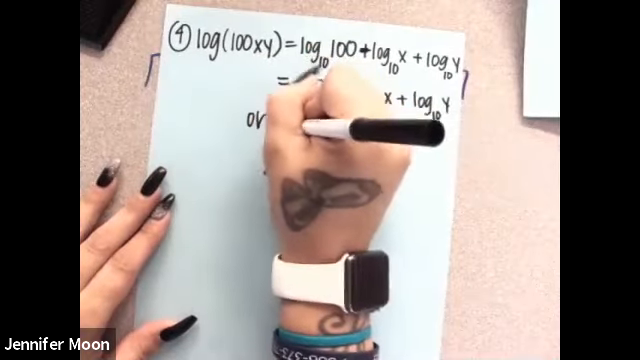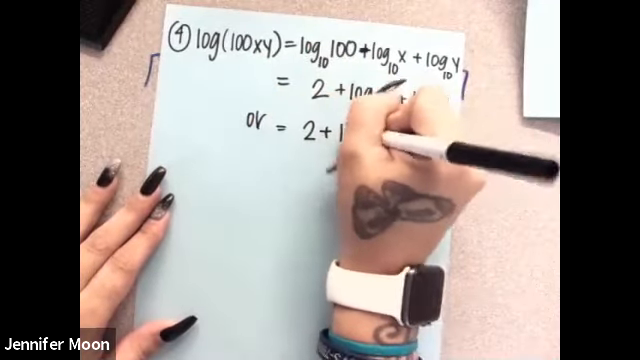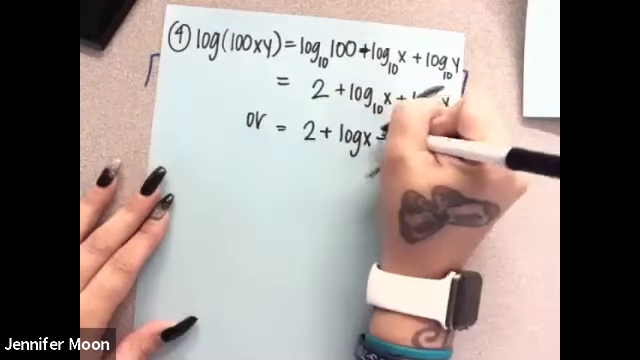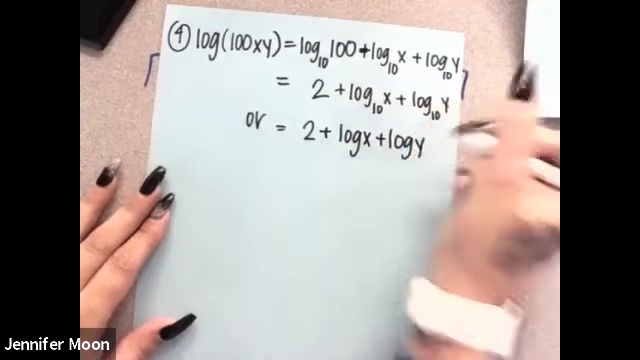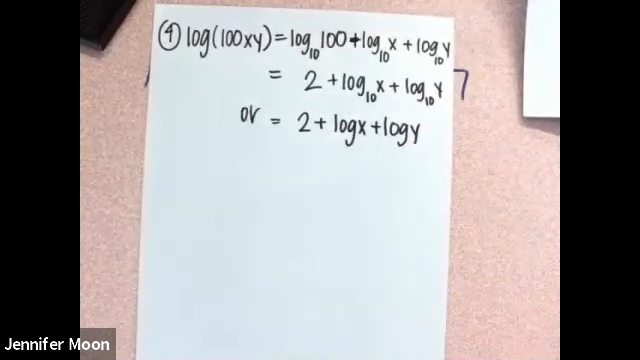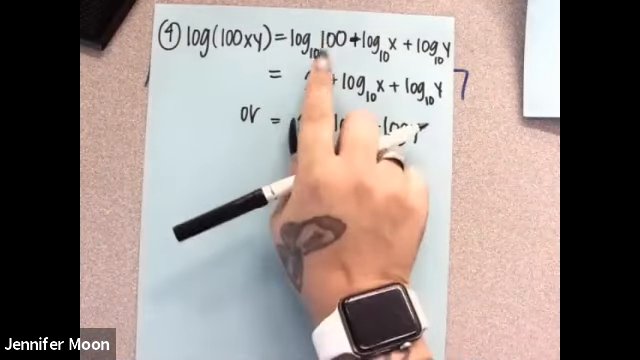Or your answer could be 2 plus log x plus log y. Those are equivalent. Those are the exact same thing. It doesn't change your answer. You need to show me that that's base 10. If anything, you're letting me know you know that's base 10, right? We can only evaluate that one though.